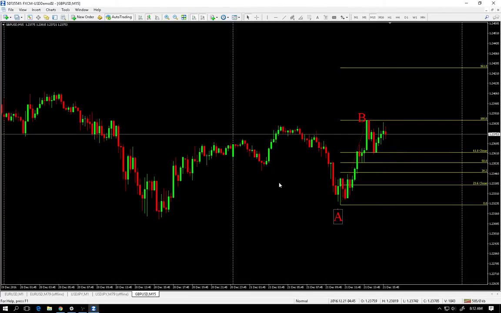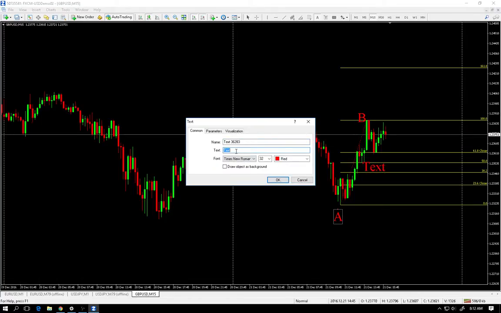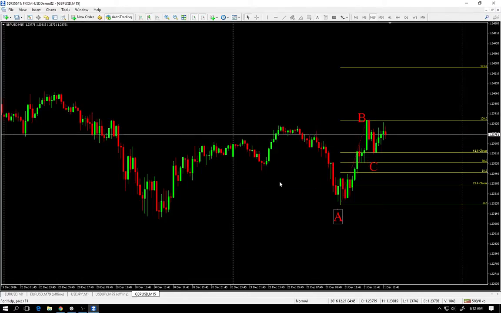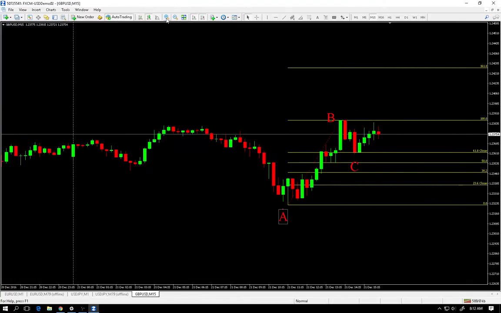Here's our B. And if you hadn't guessed, here is our C. Okay, so with Fibonacci, and now let's zoom in a little so you can see this.